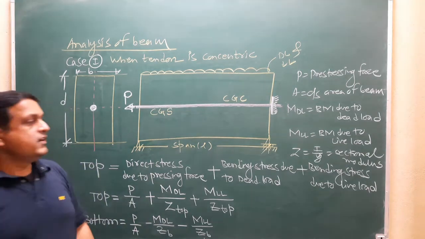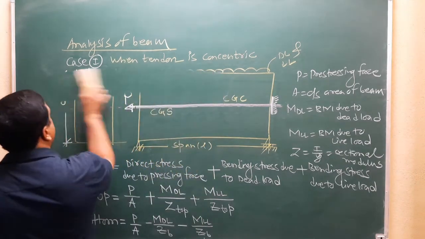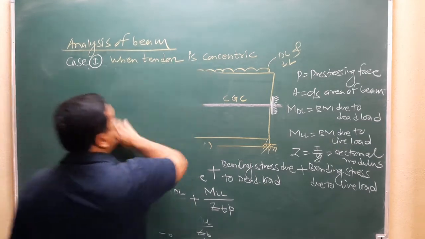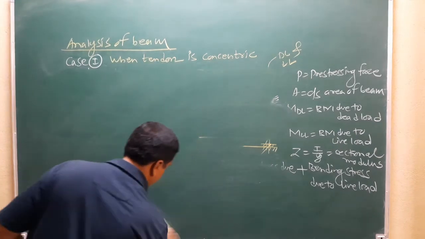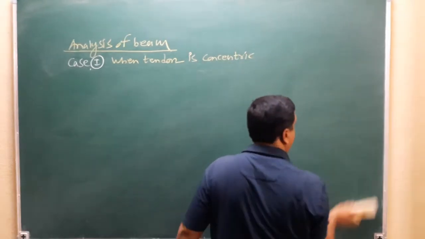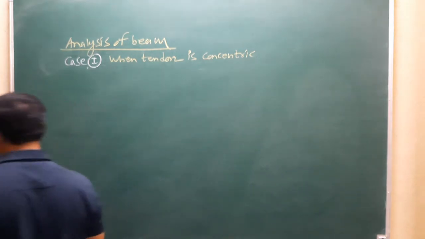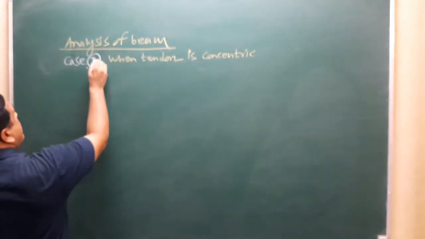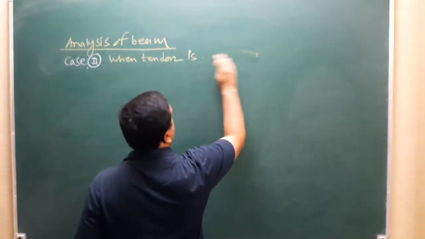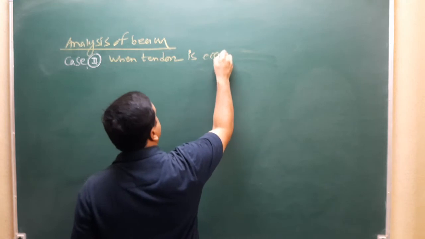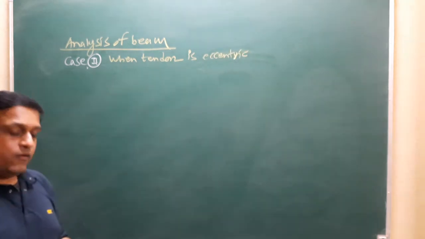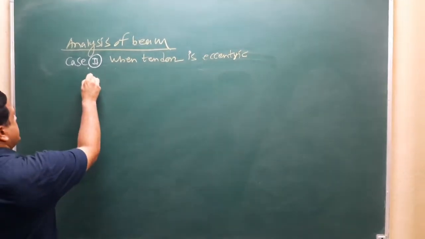Now what? The case 2. Now I am going to tell you the case 2 in detail. The case 2 is when the tendon is eccentric. So this is the beam.